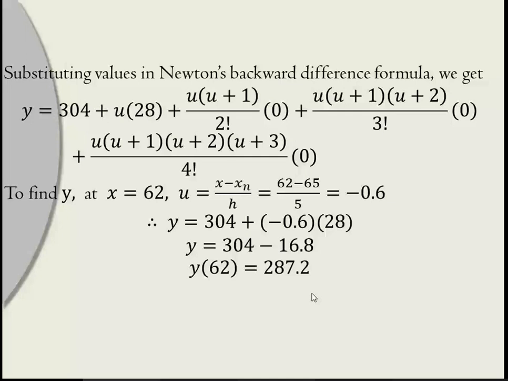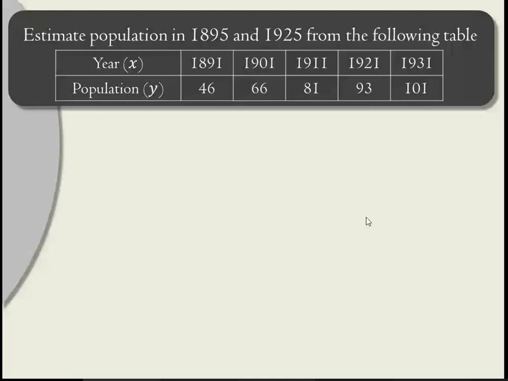Now consider the next problem. Estimate population in 1895 and 1925 from the following table: year 1891, 1901, 1911, 1921, 1931, and population y is 46, 66, 81, 93, 101. Okay. Now we have to find the population for these two values.